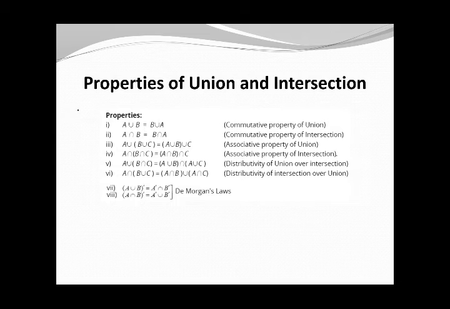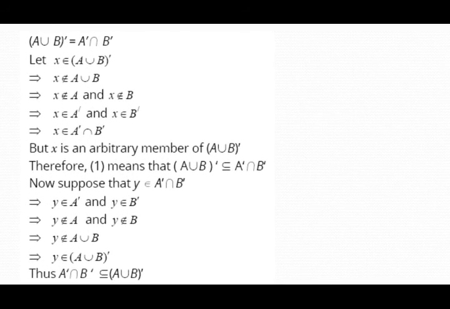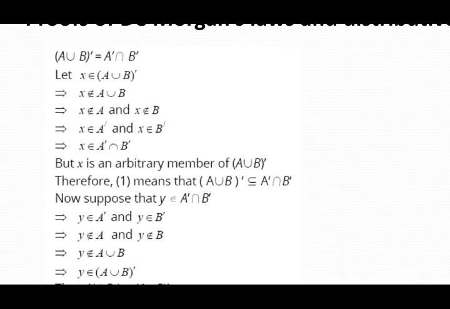(A union B) complement is equal to A complement intersection B complement, and (A intersection B) complement is equal to A complement union B complement. Proof of De Morgan's law: (A union B) complement is equal to A complement intersection B complement.